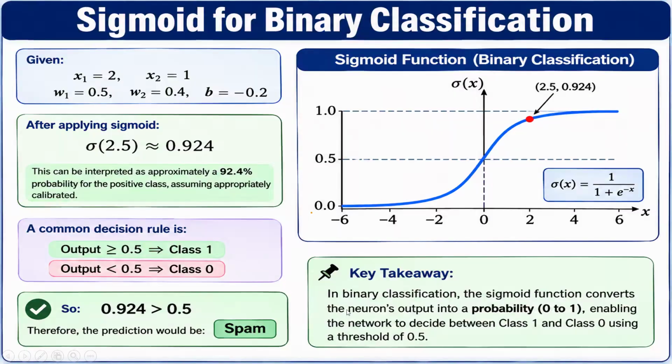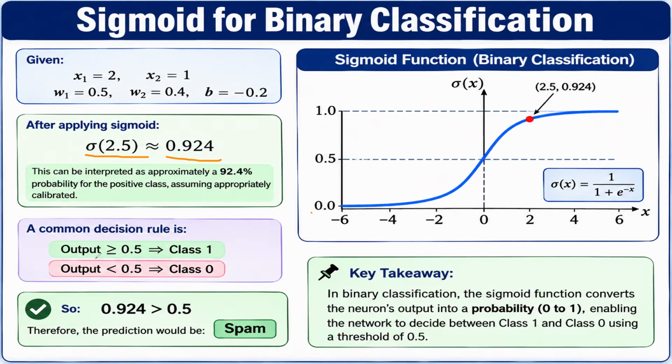Now next is how the sigmoid function can be used for binary classification. The question here is to identify whether the given email is spam or not. So here x1 is given, x2 is given, w1 is given, w2 is given, bias is also given. Using that formula with the sigmoid function, we have calculated the value 0.924. Here we have applied a threshold: if the output is greater than or equal to 0.5, the class is 1, that is, the email is spam.